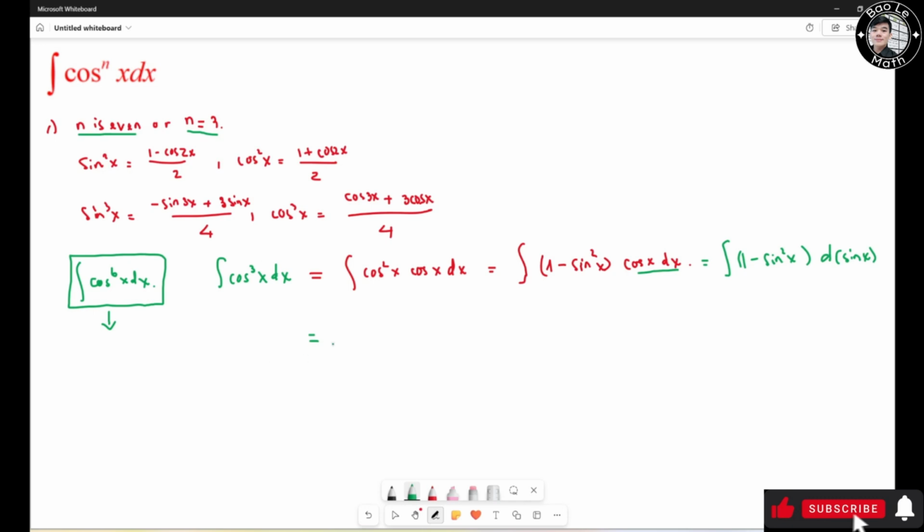Alright, so it's going to be sine x minus 1/3 sine cube of x plus c. So this is the answer for the integral of cosine cube of x dx.